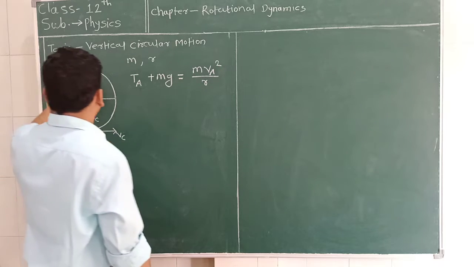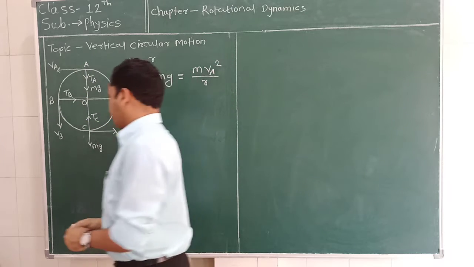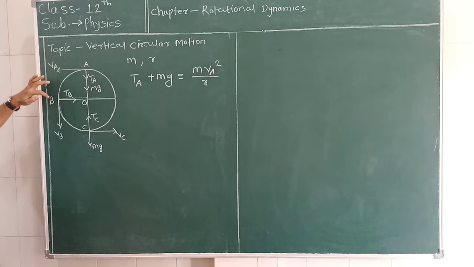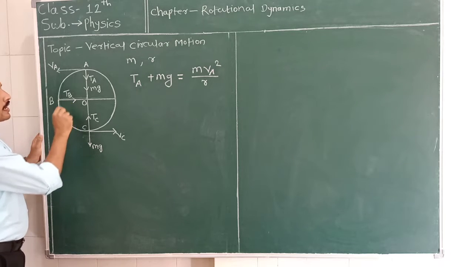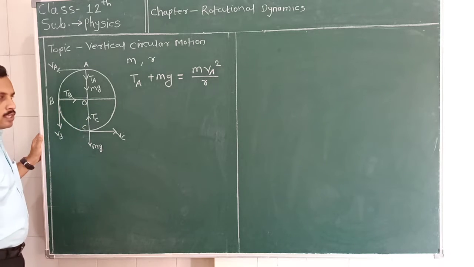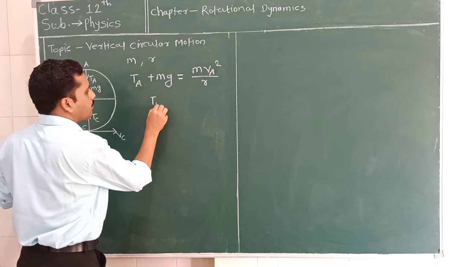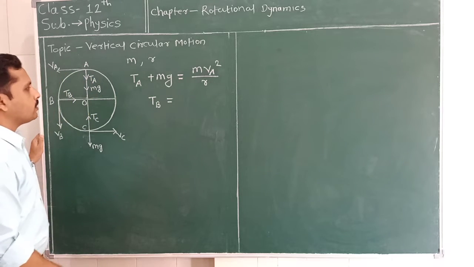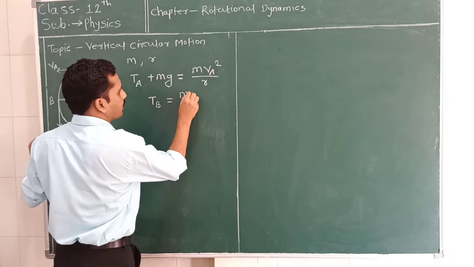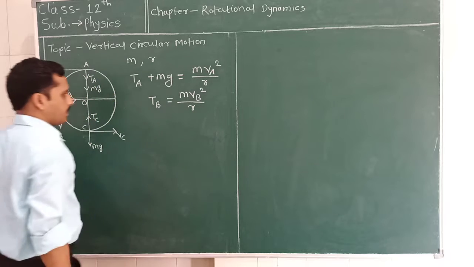Now, while performing this circular motion, what happens at point B? The velocity at point B is equal to Vb, which is tangential to the circular motion. Here only the tension is acting on the string, towards the rigid support, that is O. Therefore, we can write this equation as Tb is equal to the centripetal force. Again, it is equal to mVb² divided by r.